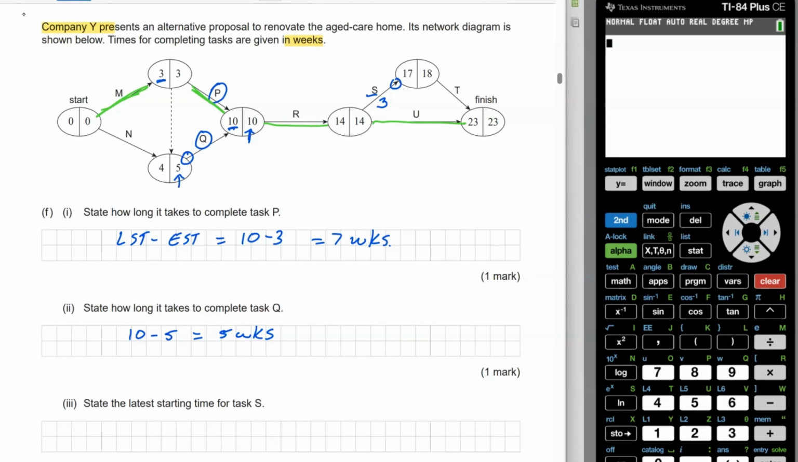Now that helps me with my latest start time, because now I can take my 18 over here and I can take 3 to give me my 15 weeks. And that didn't actually get put into the right hand side of the node because it wasn't the smallest number coming back through U. So the latest start time for task S is going to be 15 weeks.